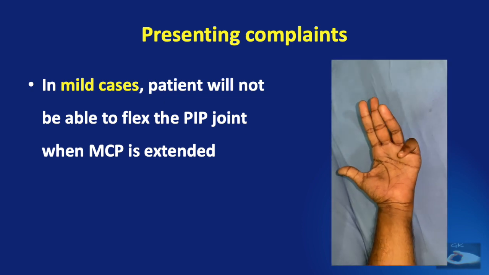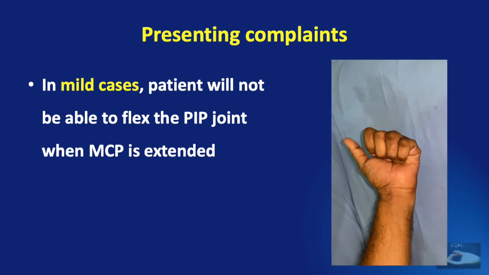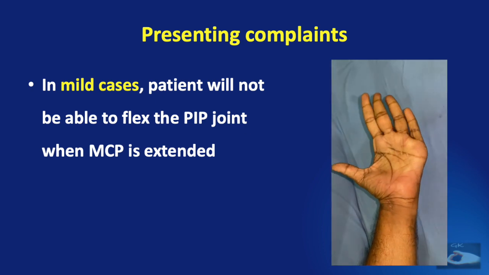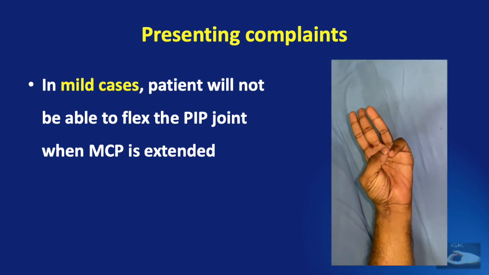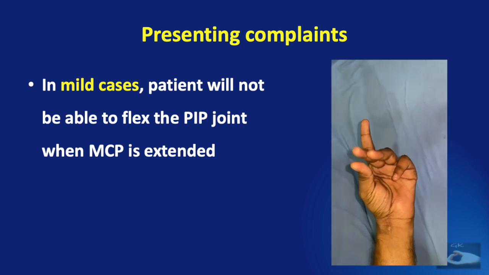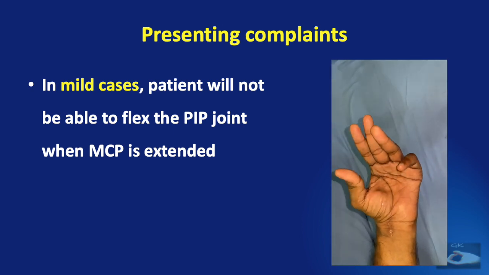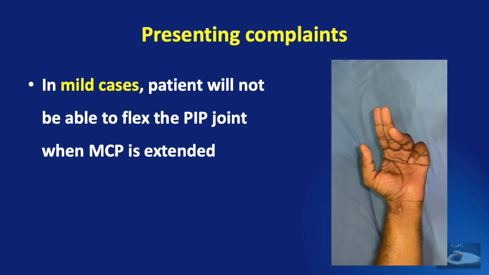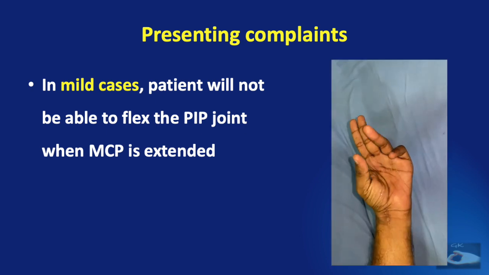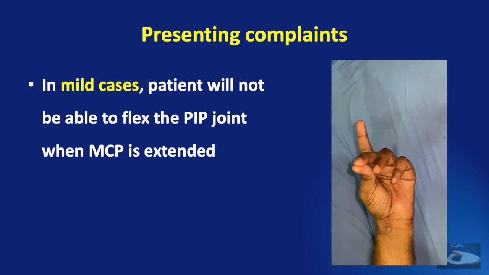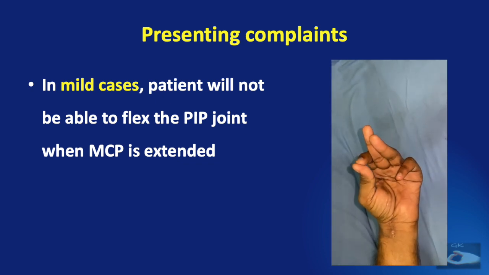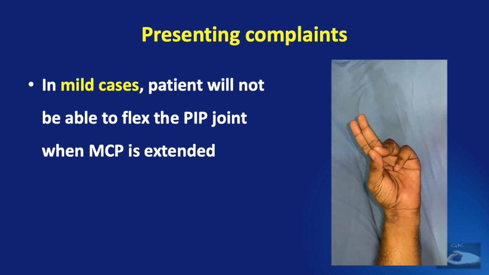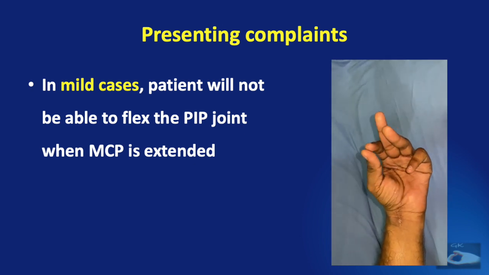When we clinically examine the patient, in mild cases, the patient will not be able to flex the proximal interphalangeal joint when the metacarpophalangeal joint is extended. In this patient who has had an EF40 procedure, that is a procedure for claw correction, the middle finger, you will note, he is not able to flex the PIP joint when the metacarpophalangeal joint is extended. So this is a mild case of intrinsic tightness of the middle finger alone.